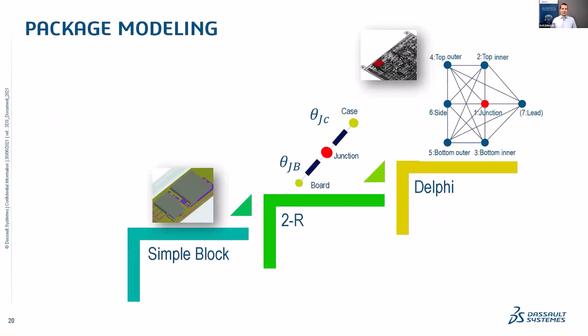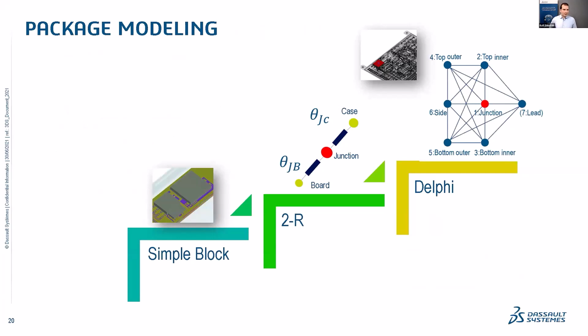And one last thing regarding the level of detail that is being used. We can automatically generate these simple blocks for the heat sources based on the footprint information available in the ECAD model. However, if the corresponding information is available, we can also go a step further. So we could, for example, not use a brick, but a 2R model, a two-resistor model, where we have two thermal resistors, or even a more complicated network of thermal resistors, like the Delphi model.